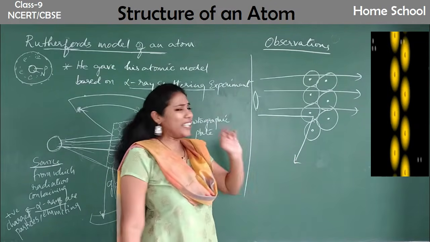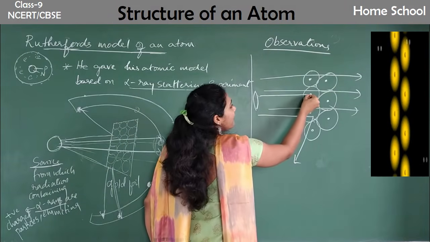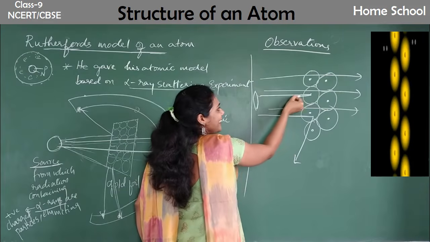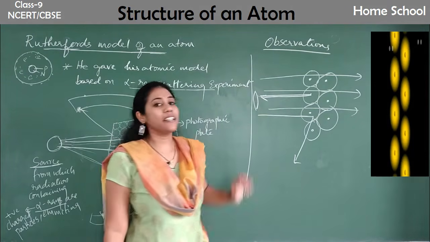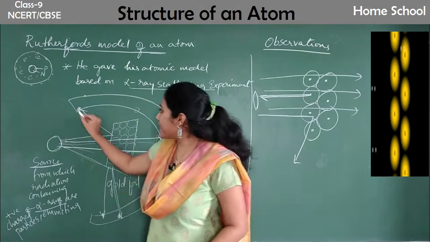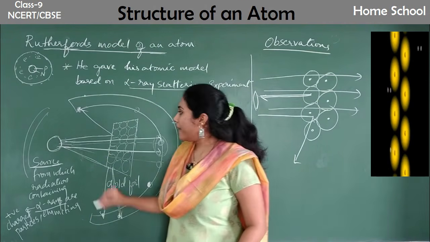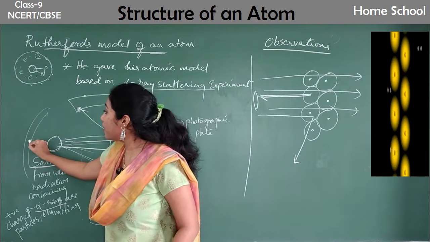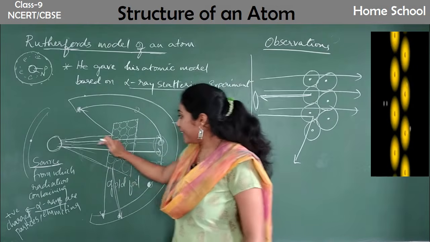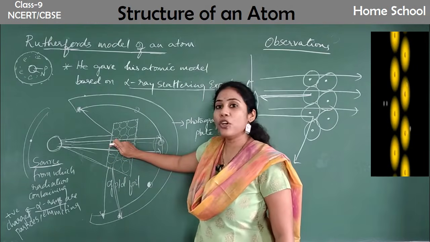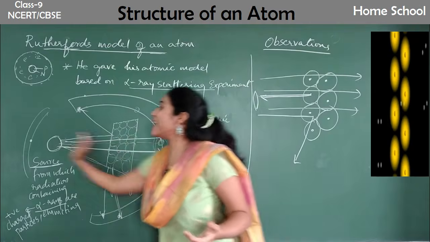But very few of the rays went in a straight line and then deflected completely back, at 180-degree angles. Very few rays. Say he kept a photographic plate at the backside also. What he observed is he got a glow here also. That means the rays went in a straight line, they hit the gold atoms, something happened there, so the ray is coming back.